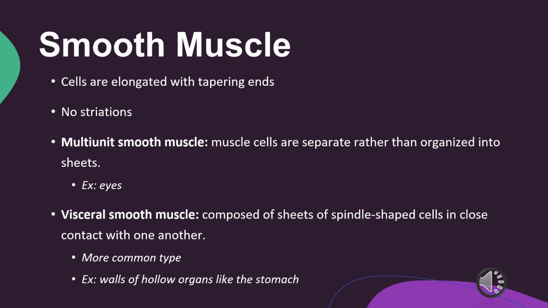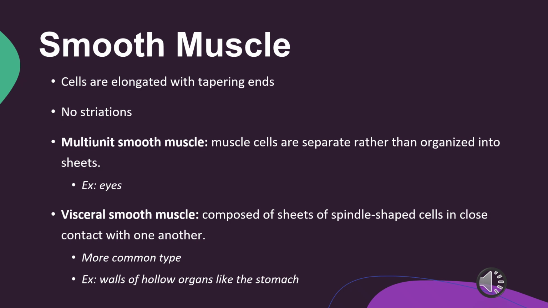So they lack striation like skeletal muscle. If you look at it under a microscope, they appear smooth. That's where they get the name. And smooth muscle is involuntary, meaning you don't consciously control it. It's found in places like the walls of blood vessels, the digestive tract, the bladder, the uterus.